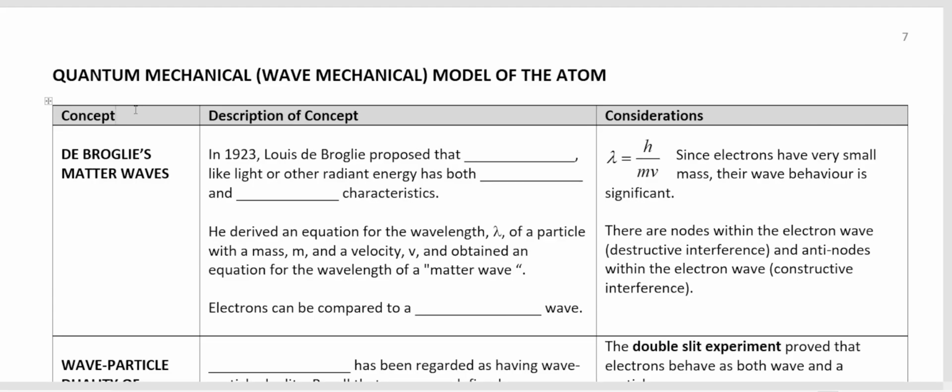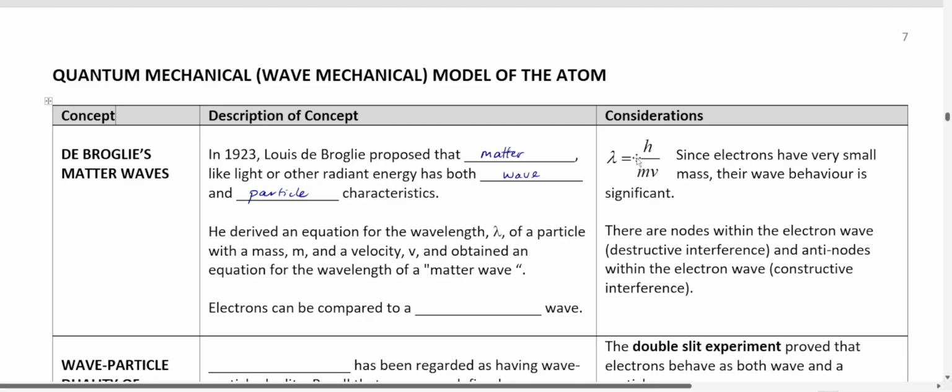In this video, we're going to look at the quantum mechanical or the wave mechanical model of the atom. One of the first concepts that led to the wave mechanical model of the atom was de Broglie's matter waves. In 1923, Louis de Broglie proposed that matter, similar to light and other radiant energy, has both wave and particle characteristics. He derived an equation for the wavelength of a particle.